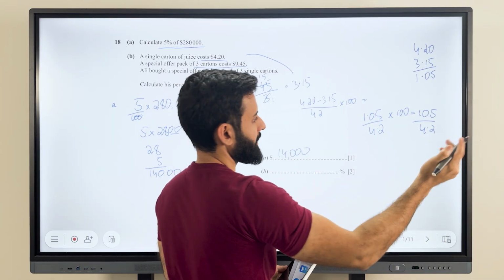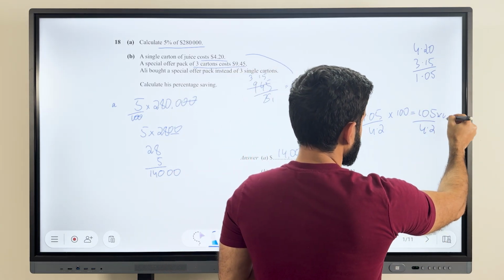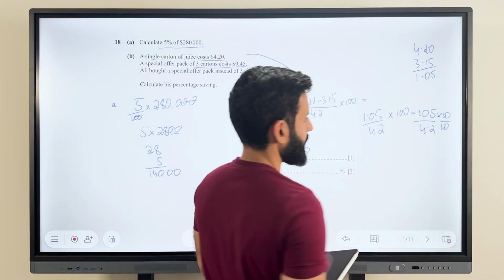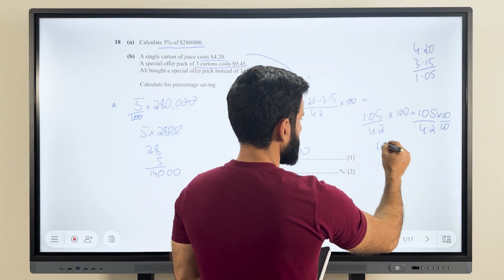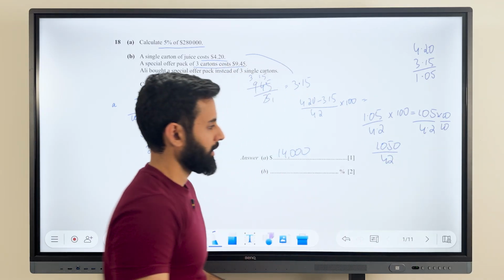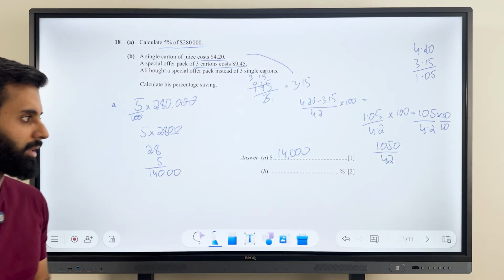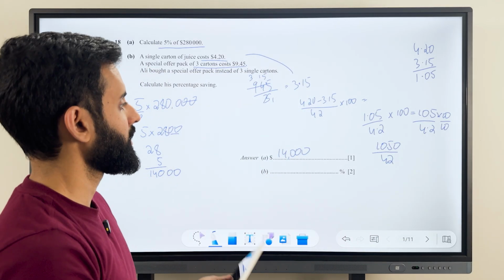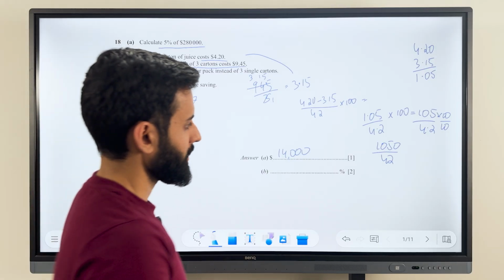First things first, let's get rid of the decimal, which means let's multiply the numerator by 10 and also the denominator by 10. So what we're down to is 1050 upon 42. Now, can we simplify this? I'm sure we can. What can we simplify this with? Let's maybe start with 2.